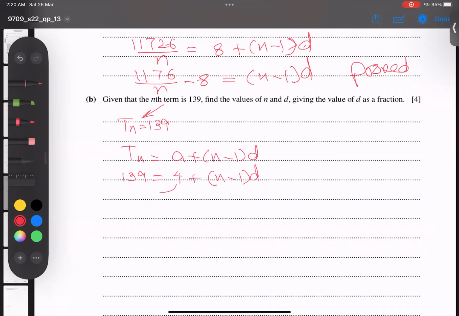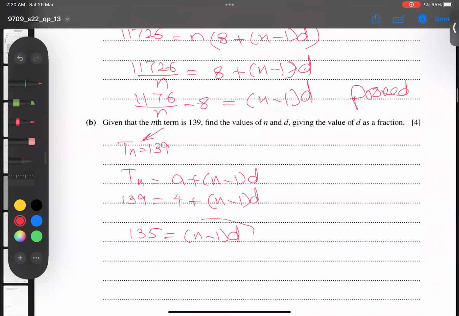Now, this 4 will subtract from there, and it becomes 139, subtract 4, give 135, and equals n minus 1 times d. And if you look carefully, this is matching with that, okay? So I can replace 135 there. I give this the name equation number 1.